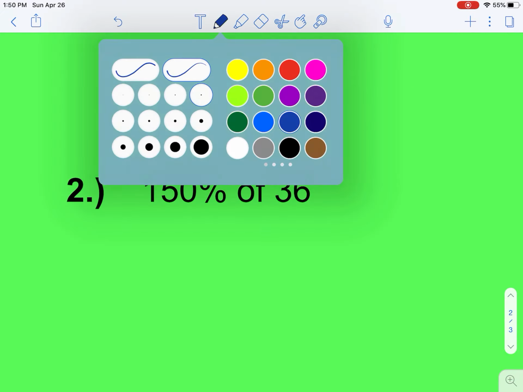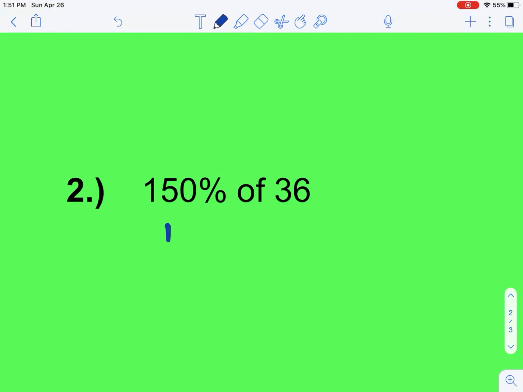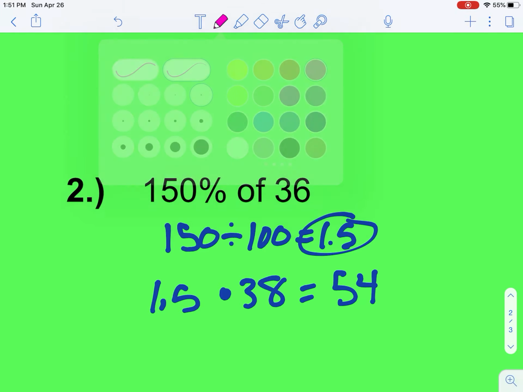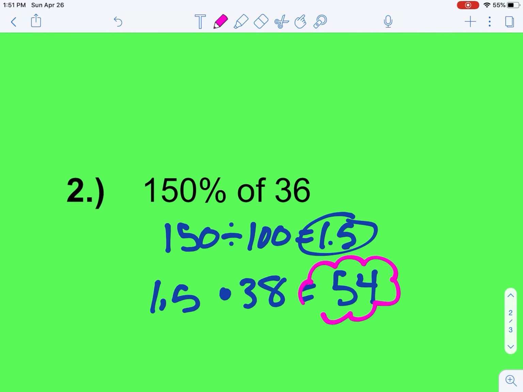My last problem, I have 150% of 36. So I do 150 divided by 100 to turn that into a decimal, and I get 1.5. I'm going to then use this number to multiply by 36. 1.5 times 36 is 54. So 150% of 36 is 54.